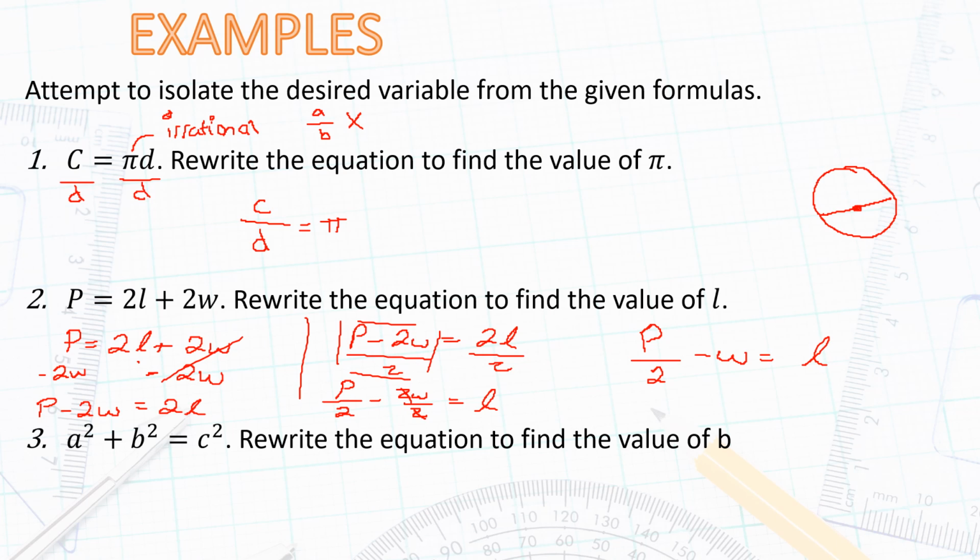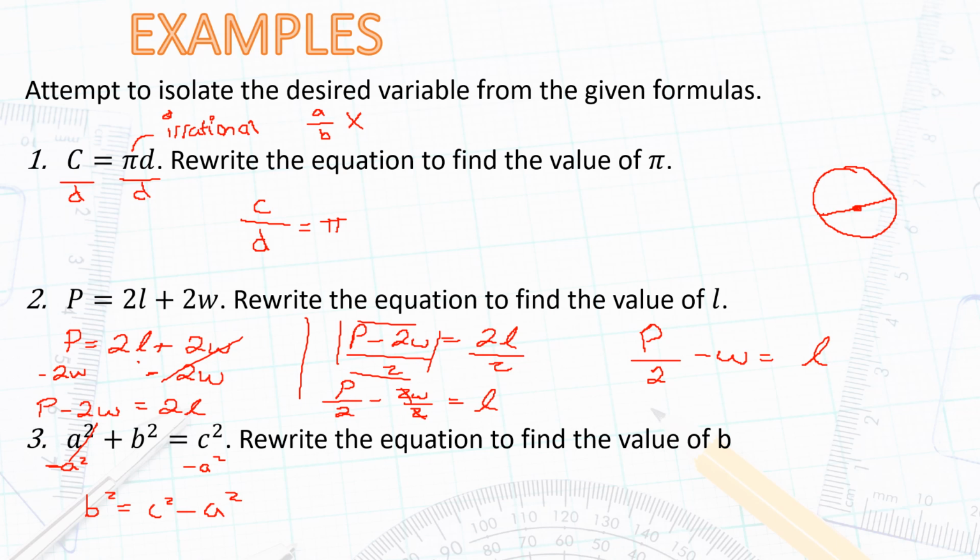And then last one down here, a squared plus b squared equals c squared. Find the value of b. So we want to get b. It's being squared, so we're going to have to get rid of that square part at some point, but it's also having an a squared added to it. So we want to subtract that a squared from both sides of the equation. So they will cancel over here. B squared is equal to c squared minus a squared.